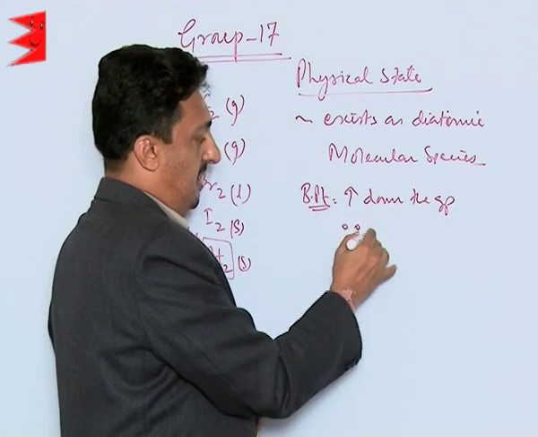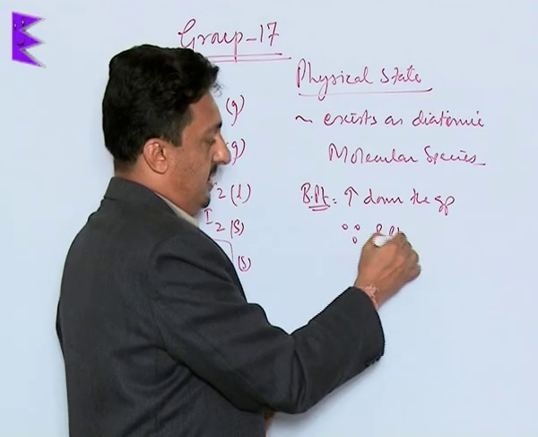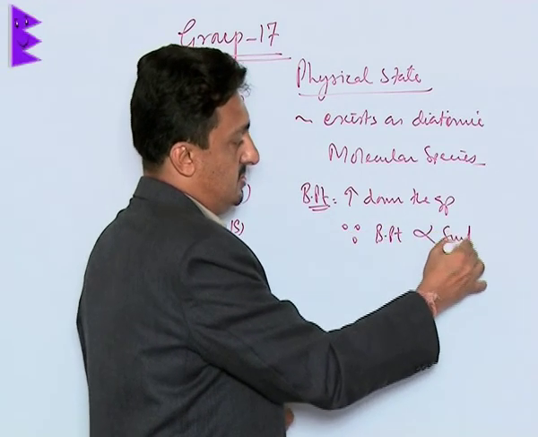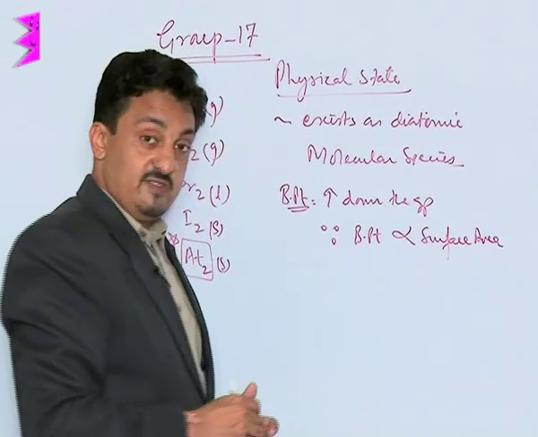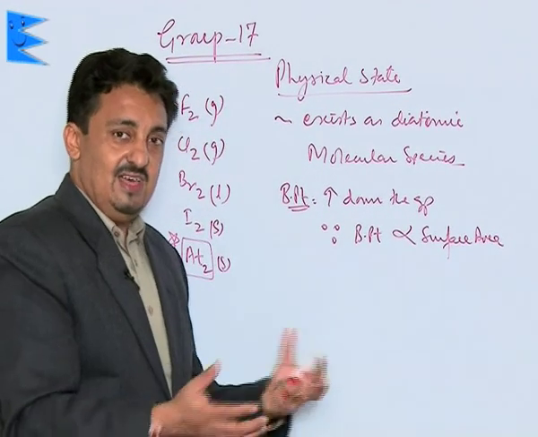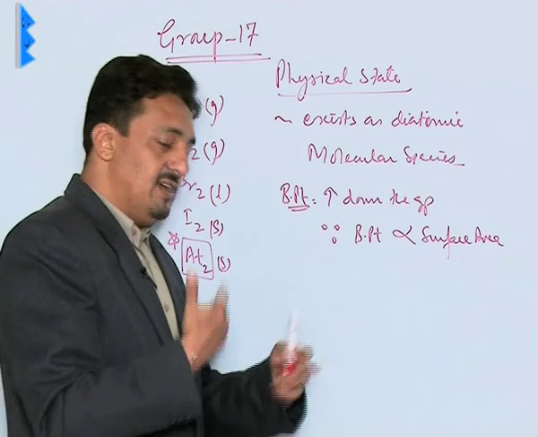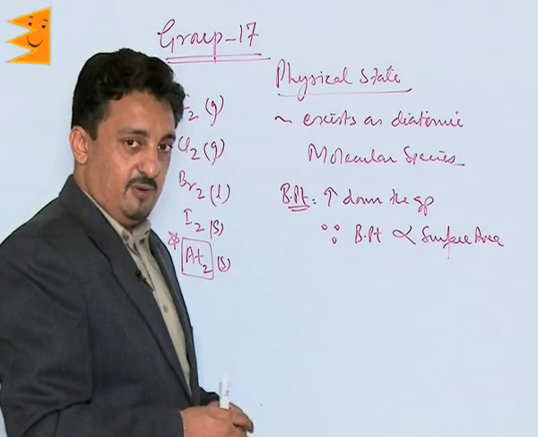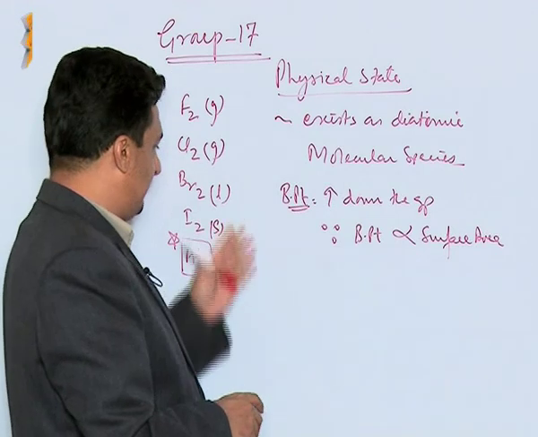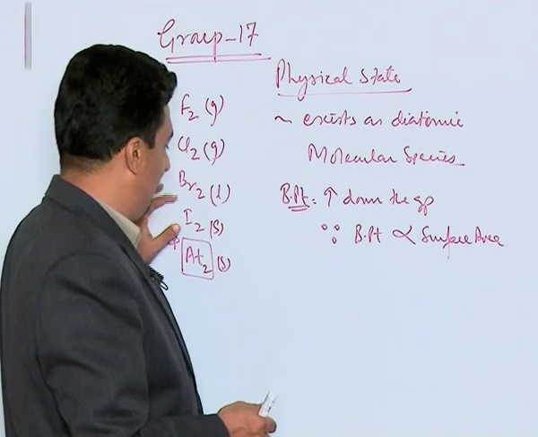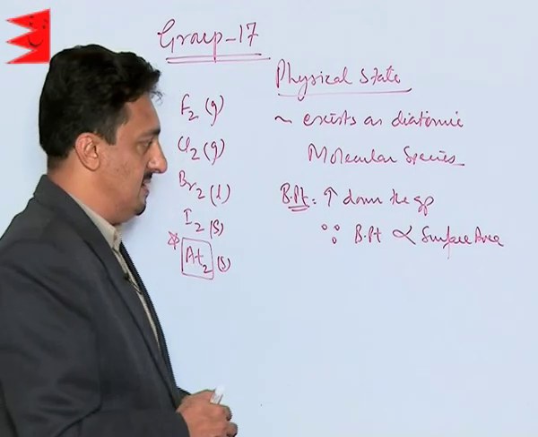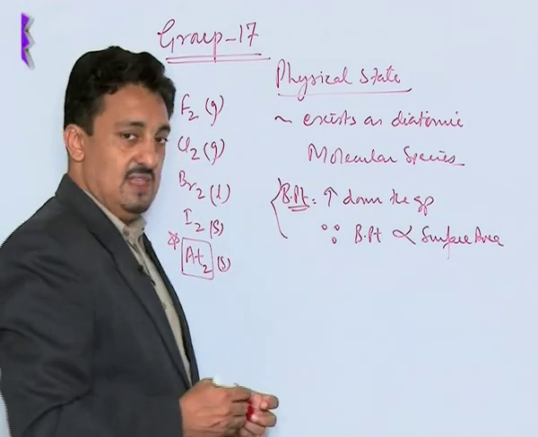The reason is because boiling point is directly proportional to surface area, surface forces. The larger the area, the stronger the forces, the higher the boiling point or melting point. That's why at room temperature, these are gases, this is a liquid, this is a solid. So that's the basic criteria for this.